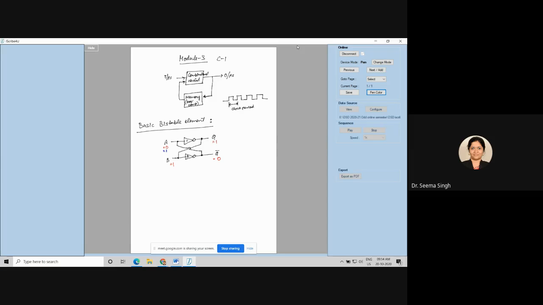Thank you. If A is 1, Q will become 0. And this 0 will be fed back to B. B will remain 0, and Q bar will become 1. So now you can see this 0 is stored with this bistable element. If you want to store a 1, the red color thing remains true. If you want to store a 0, blue color remains true.